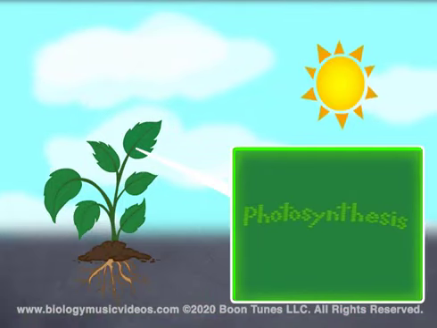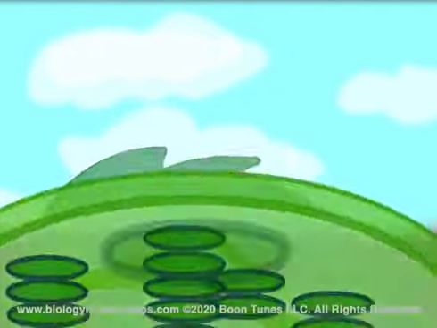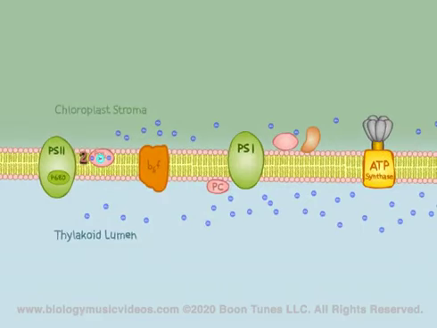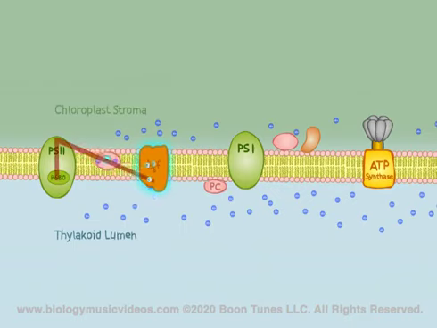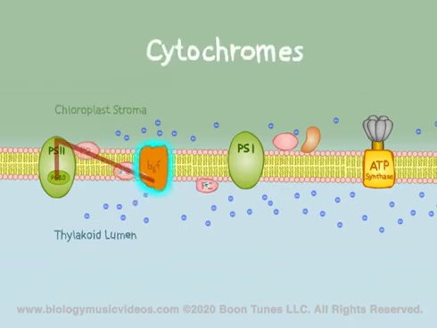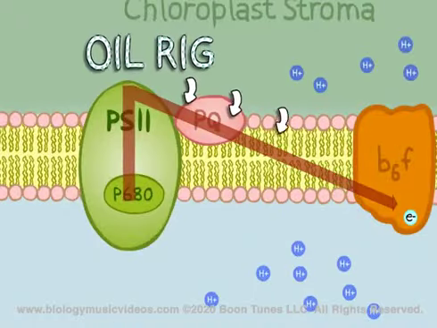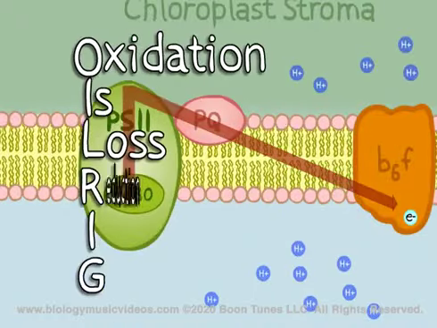Now let's see what happened to the electrons that left photosystem 2. The electrons from photosystem 2 move down the transport chain, and as they do, they lose energy, which is gained by cytochromes along the chain. OIL RIG is the name of the game. Oxidation is loss, reduction is gain.